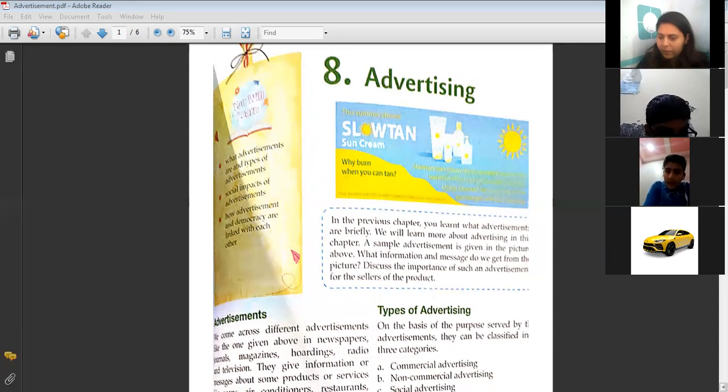You can take something like what we see on TV or in magazines. A very nice advertisement you have to prepare. Okay, children, right?